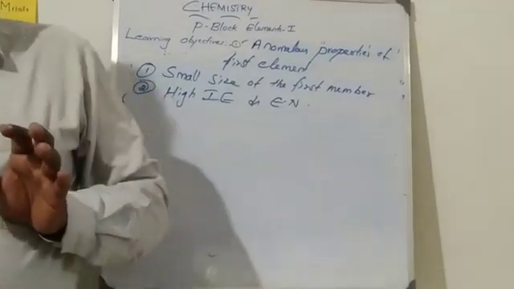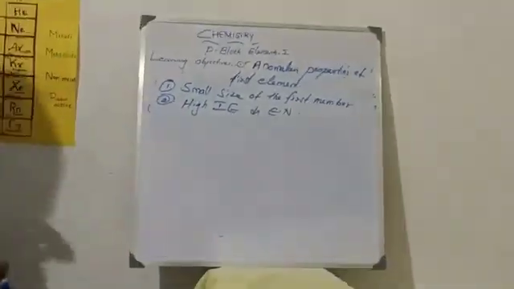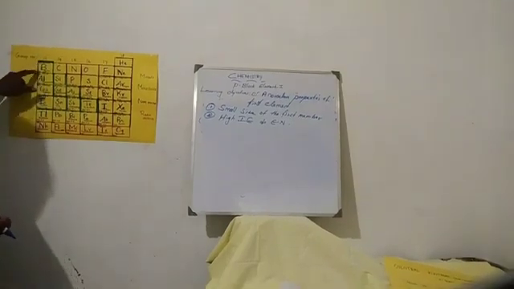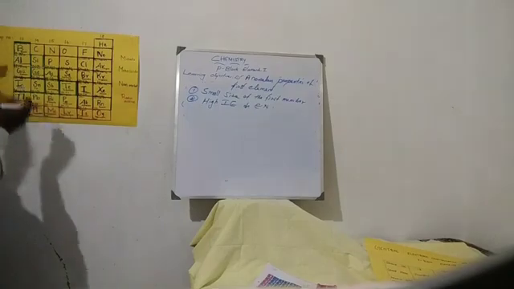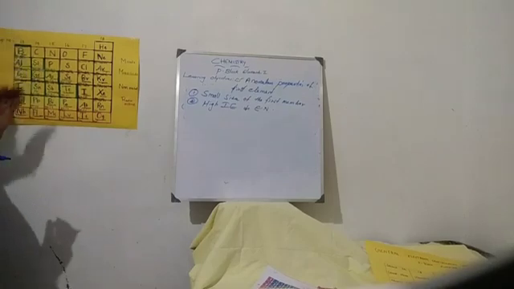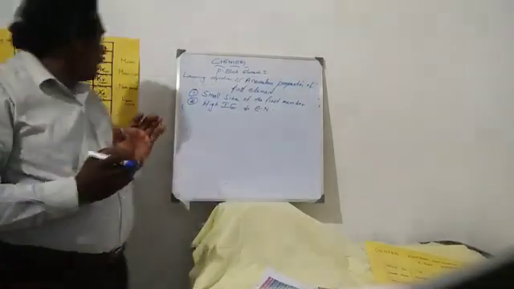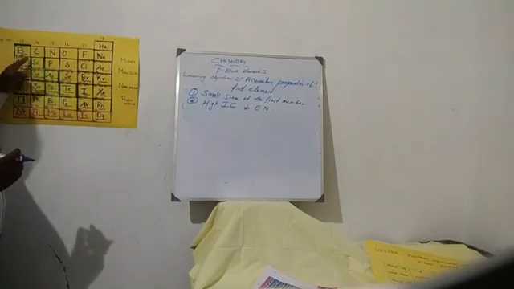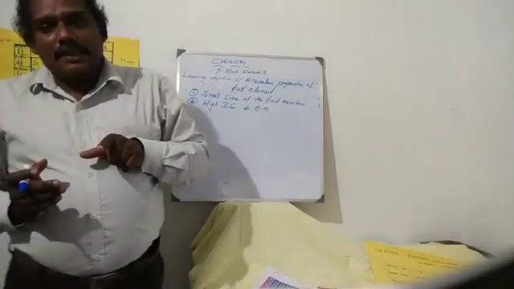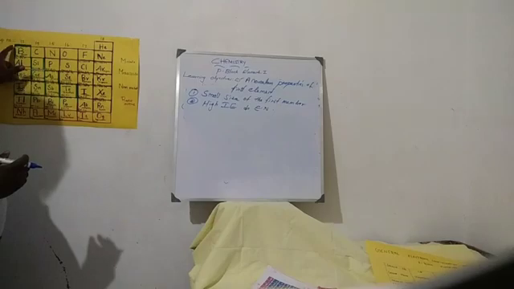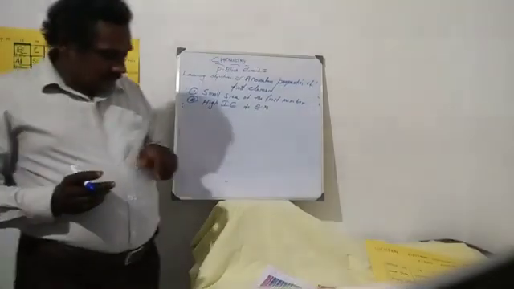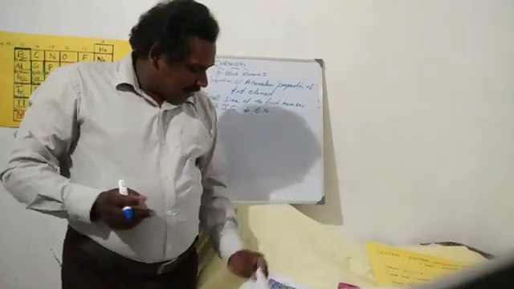The first member of the group, boron, is a metalloid. The other elements are reactive metals. There is a diagonal relationship between boron and silicon. The oxides of boron and silicon are acidic in nature. Both boron and silicon form covalent hydrides. This was about the 13th group.